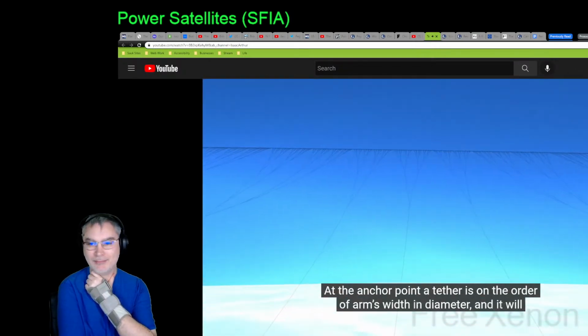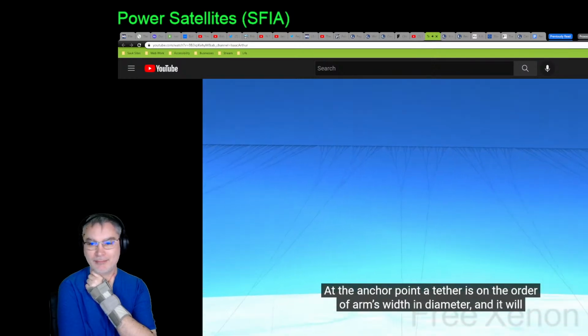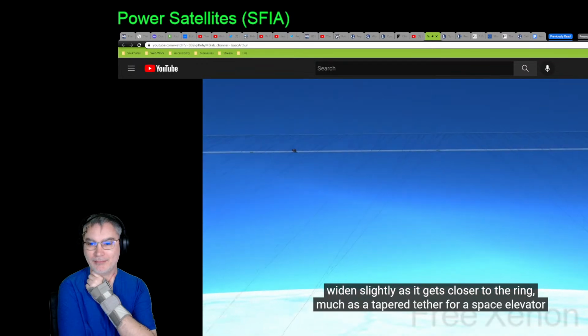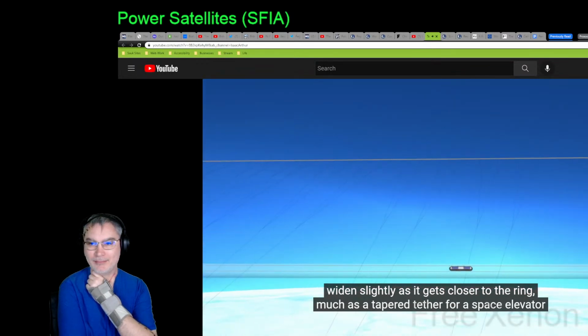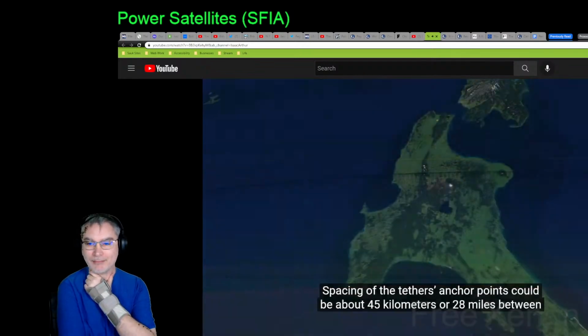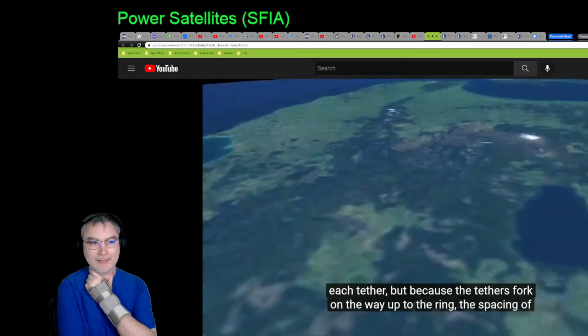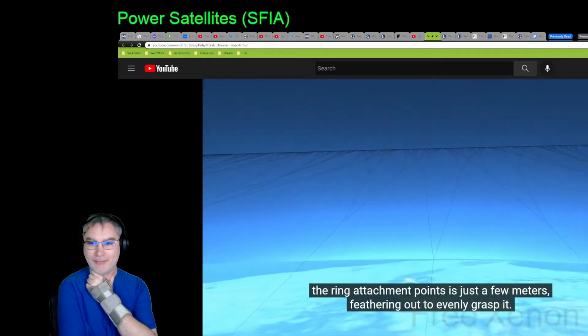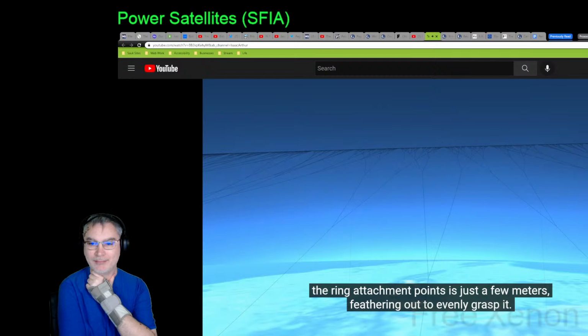At the anchor point, a tether is on the order of an arm's width in diameter, and it will widen slightly as it gets closer to the ring, much as a tapered tether for a space elevator does. Spacing of the tether's anchor points could be about 45 kilometers or 28 miles between each tether, but because the tethers fork on the way up to the ring, the spacing of the ring attachment points is just a few meters, feathering out to evenly grasp it.